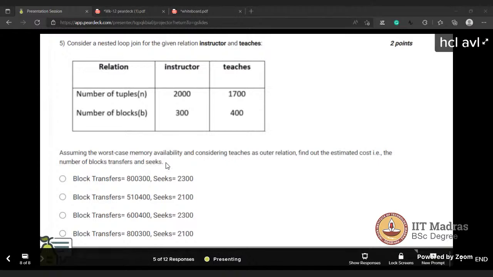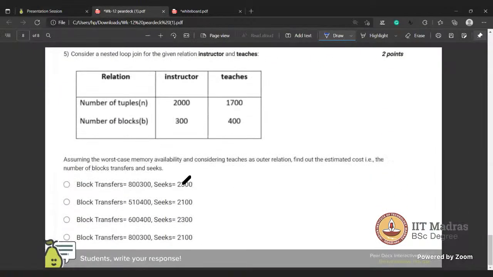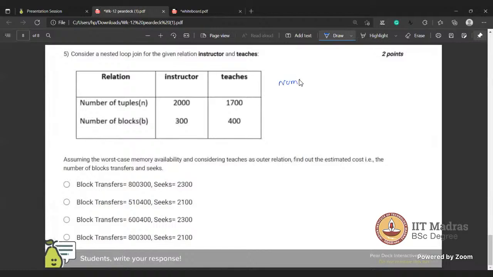So we got 5 responses. So let's discuss. Option B, maximum got the right answer. Okay, so am I audible? Yes. So what is the number of block transfers required? Anyone?